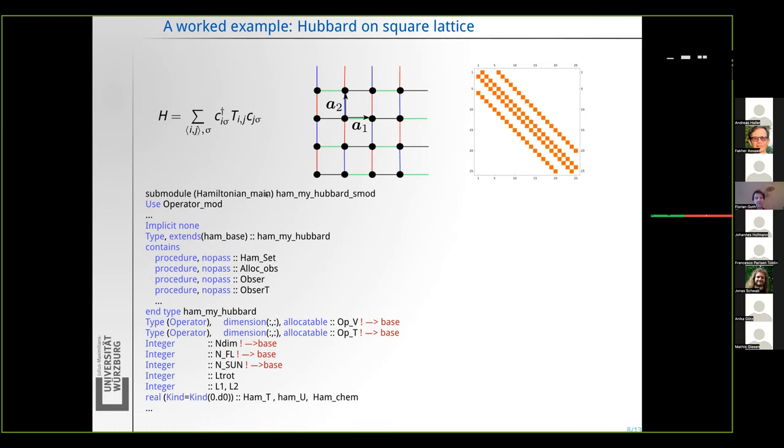Similar to yesterday, how would you write your Hamiltonian? You have to specify that it's a submodule which gets its information from the Hamiltonian main module, and define the Hubbard model that you want to implement, which derives from the Hamiltonian base class. You have to set the interaction, the dimensionality, the number of lattice sites, the flavors and the colors, and the opt and v matrices. To remind you, you do not have to declare these in your Fortran code, since you inherit them from the base class, but nevertheless you have to set them.